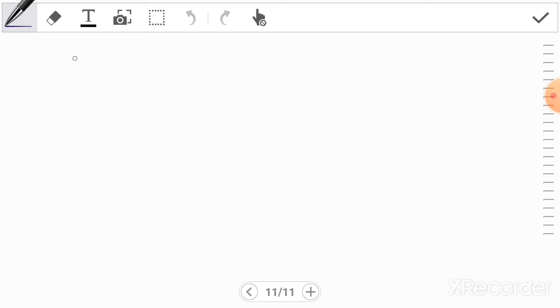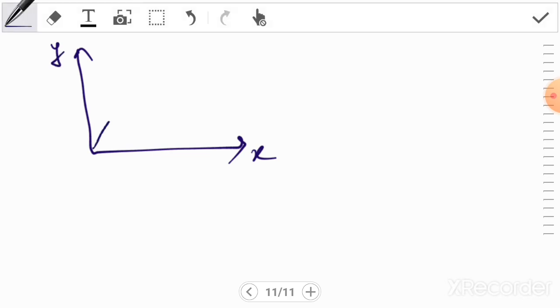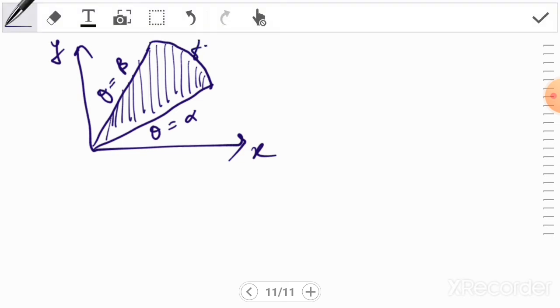So through a graph we can show, okay, this is the radius vector theta = beta and this is the radius vector theta = alpha, and the area bounded is this, and this is the curve f(theta).